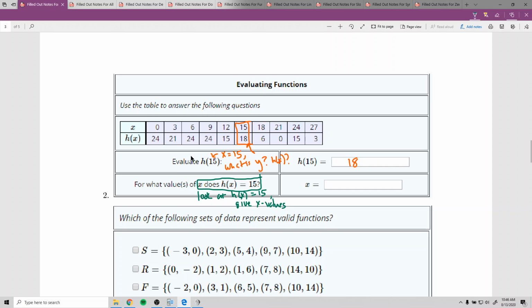Now to be a function in the first problem, there can only be one answer. But there can be a lot of x values that give the same y value. There doesn't have to be just one. We look here in the h of x column, we see 15 here, and we also see 15 here. And the x values are 12 and 24. So separate them by a comma. You might only have one, you might have more than two. That's okay.